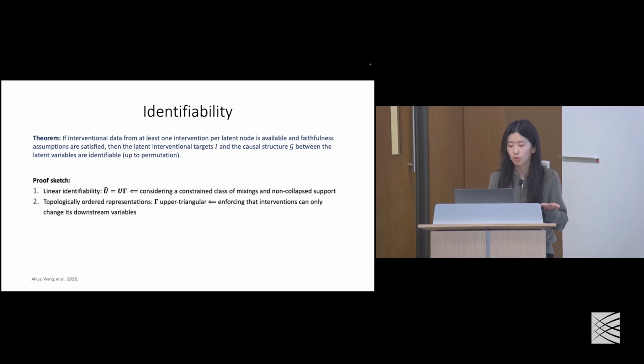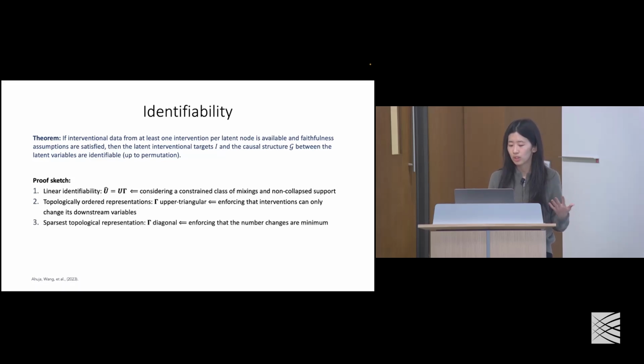And then in the second step, you would refine the identifiability by identifying a topologically ordered representation gamma. What I mean is that in the second step, you refine the linear identifiability to the case where gamma is an upper triangular matrix. This is given by enforcing that the intervention can only change its downstream variables, which I tried to give a bit of intuition for in the fully observed case. This is a little harder in the CRL setting, but that's basically how you get to the topologically ordered representation gamma. That's the second step.